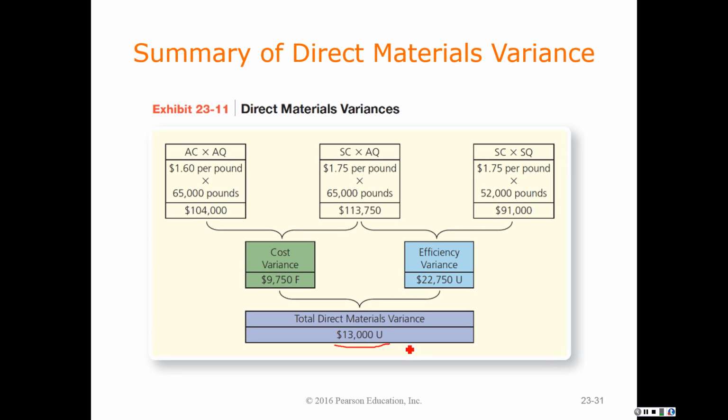All right. So can you see how much more useful and beneficial it is to understand that this $13,000 unfavorable variance comes from two completely different components of the manufacturing process, and it gives us some idea of where to start making decisions to improve our efficiencies and improve these variances.